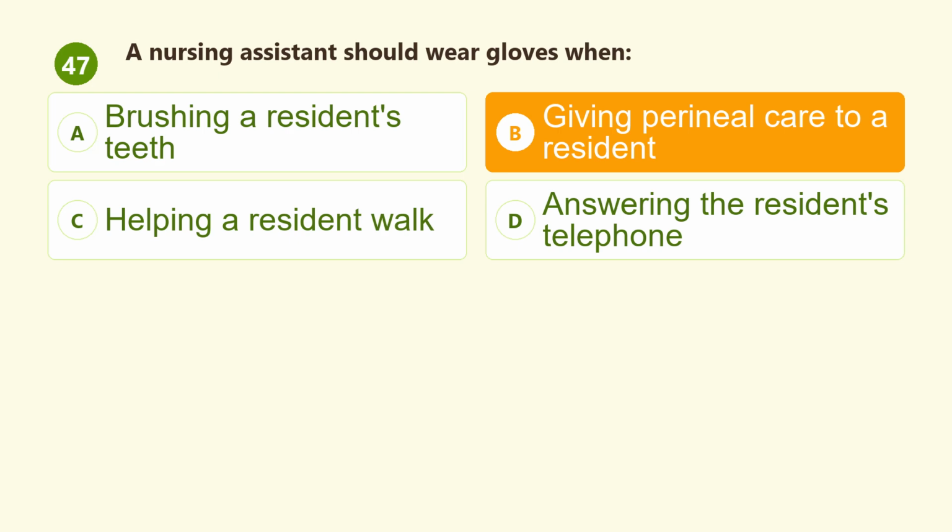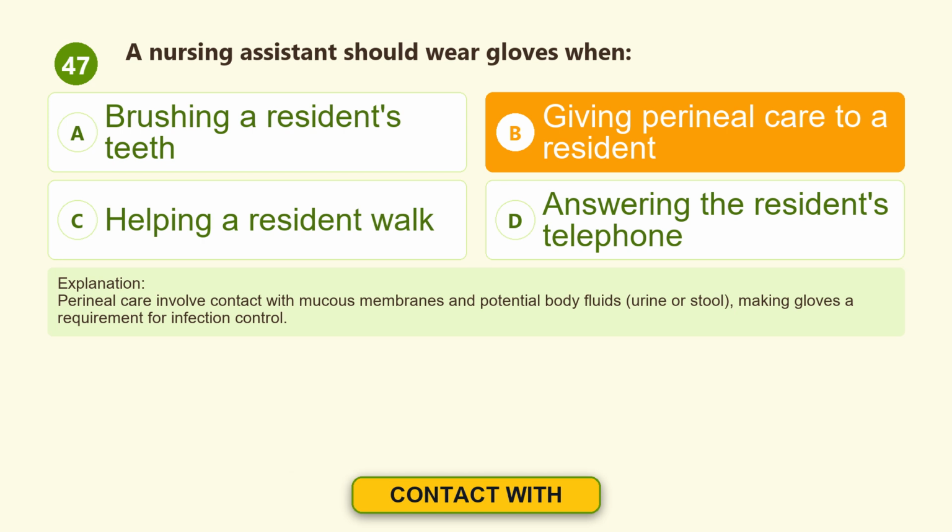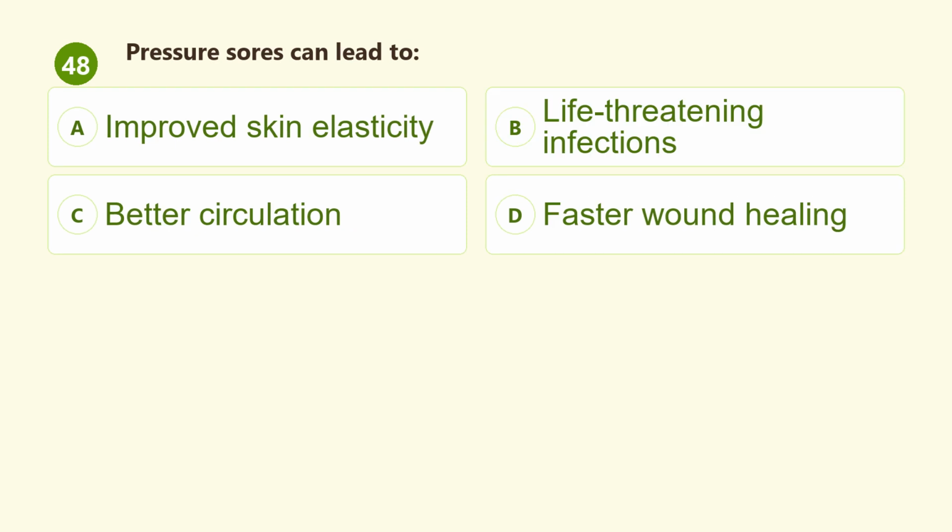The correct answer is option B, giving perineal care to a resident. Perineal care involves contact with mucous membranes and potential body fluids, urine or stool, making gloves a requirement for infection control.